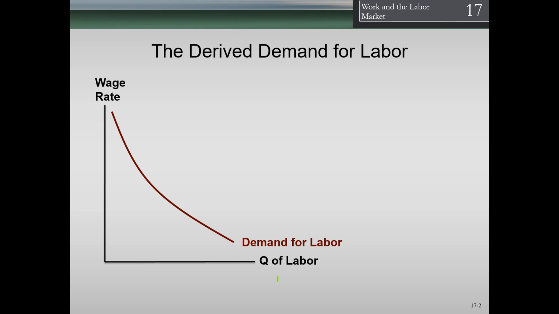So what's going to happen, just like any type of demand curve, as the wages go up, then the quantity demanded is going to go down. So here's the quantity demanded, and here it is here. As the wage goes from here to here, then the firms demand less labor. That's going to be the typical demand curve.